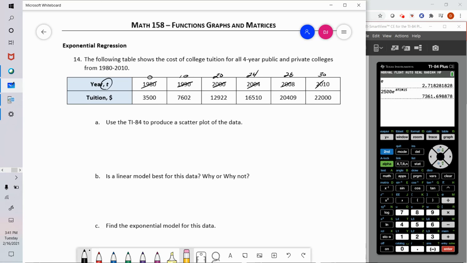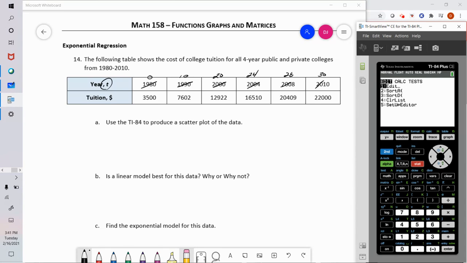28, and 30. Okay, so if I go to Stat Edit, I'm going to put these data points into my calculator. So we've got 0, 10, 20, 24, 28, and 30. Those are my X values, my T values. My dollars, my cost, my Y values are 3,500, $76.02, 12,922.